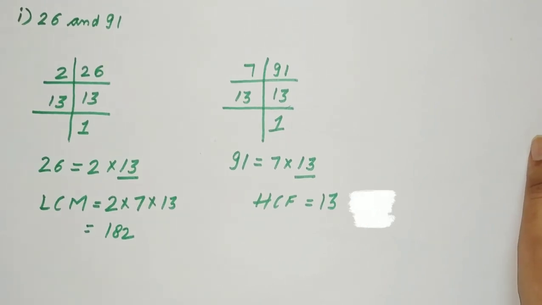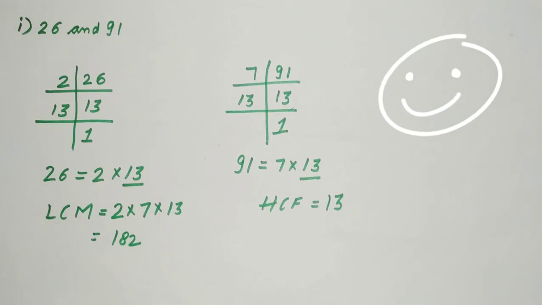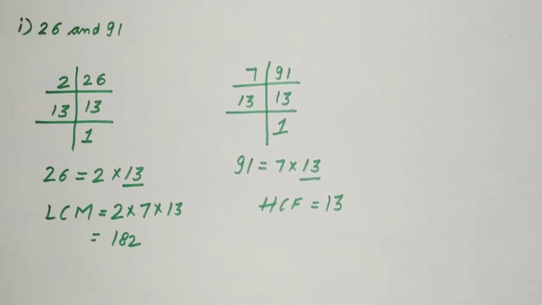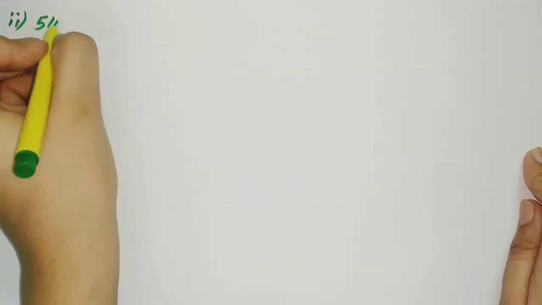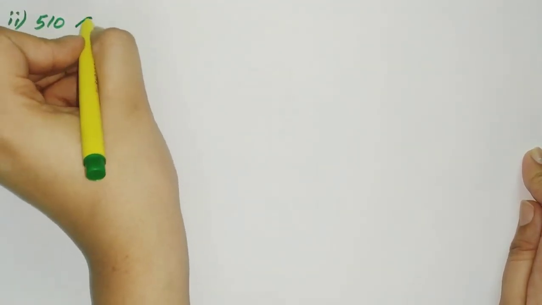I hope this question is clear to you. If not, don't worry. We will do the second part of the same question and then it'll help you clear the concept. Now the second part is 510 and 92.